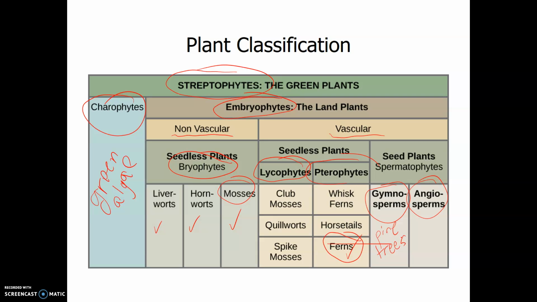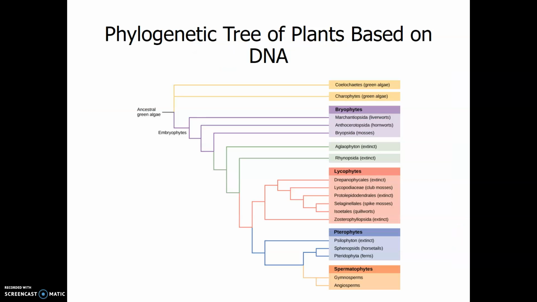But the thing that distinguishes the gymnosperms from the angiosperms is that the angiosperms produce flowers and fruits. So the seed is found within a flower, and the fruit is actually the protective structure for the seed. The gymnosperms have naked seeds. The seeds are not protected by a flower or a fruit.